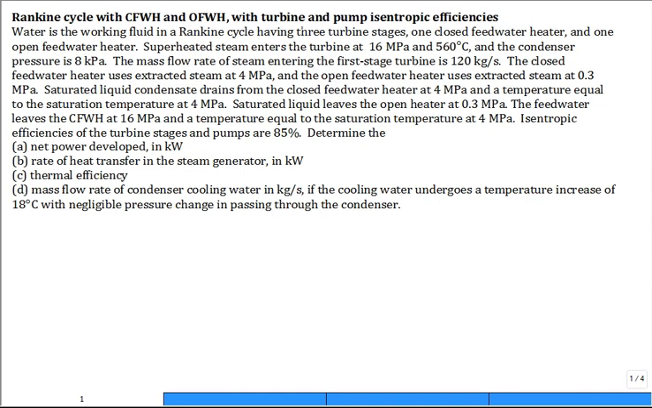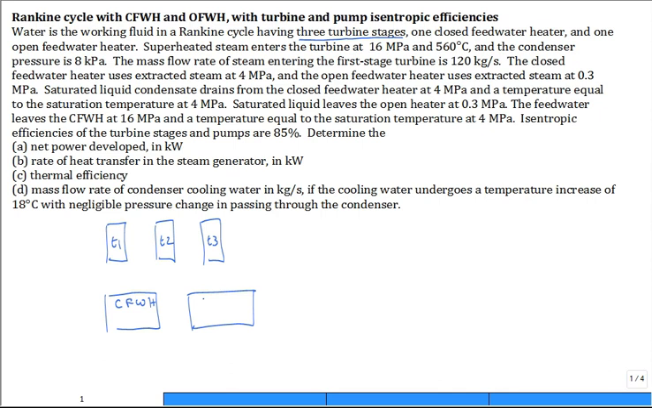And then we have 3 turbine stages. So here's turbine stage 1, there's turbine stage 2 and turbine stage 3. And then we have a closed feed water heater and an open feed water heater. The other device that we need is a steam generator, and we also need a condenser. And we'll have some pumps. But let's get the flow through this.